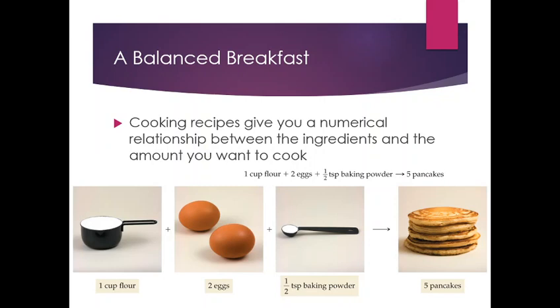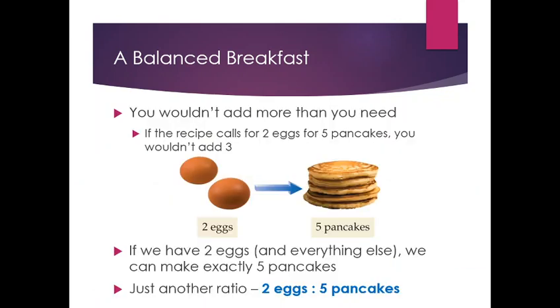Because this relationship calls for 1 cup of flour and 2 eggs and half a teaspoon of baking powder, you wouldn't just on a whim throw in 3 eggs. Because once you do that, I'm not sure what you're making, but it would be horrible pancakes. If it tells you that you need 2 eggs for 5 pancakes, that's what you'd use. You would use your 2 eggs to make your 5 pancakes, or you would have a ratio of 2 eggs to 5 pancakes.